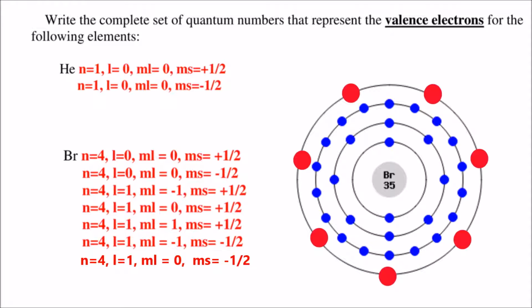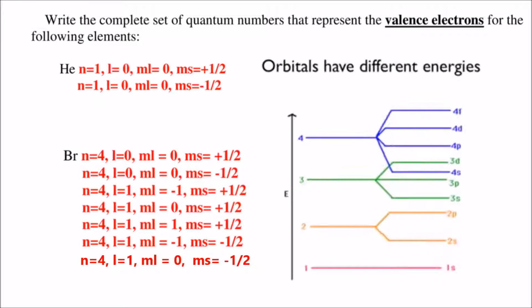Okay, so I'm going to walk you through how I came up with each of these. Obviously all 7 of these valence electrons are in the 4th energy level, so all of the n values are going to be 4. Now the next number, L. If we say that it is n minus 1, then that would be 4 minus 1, which equals 3.